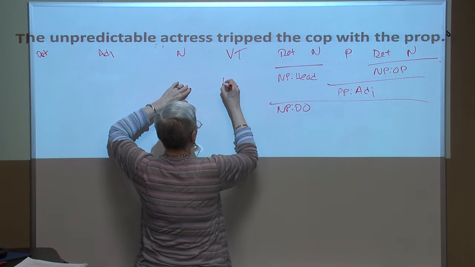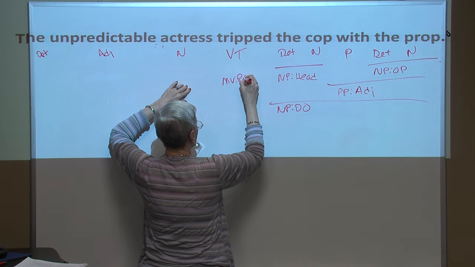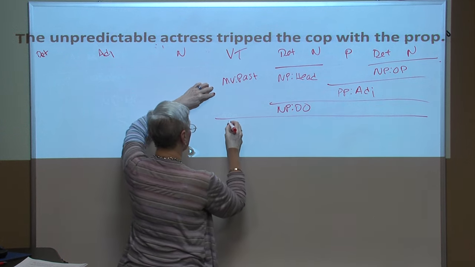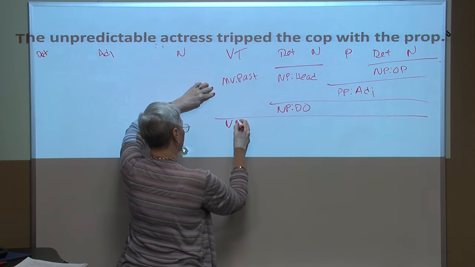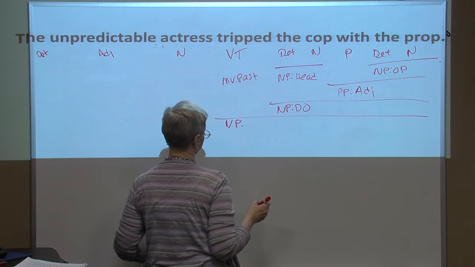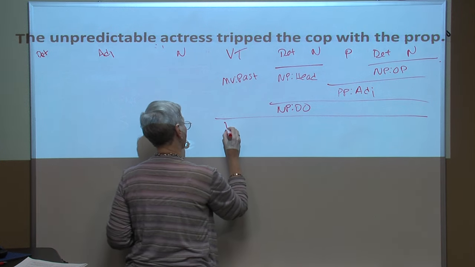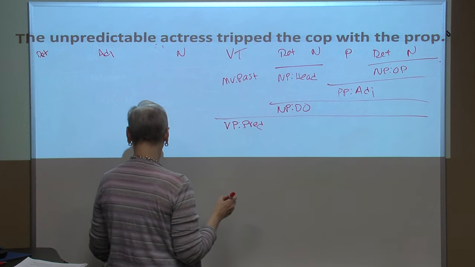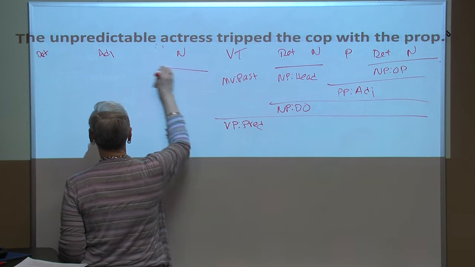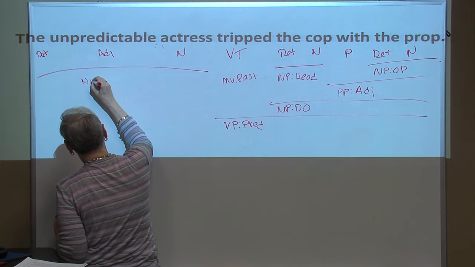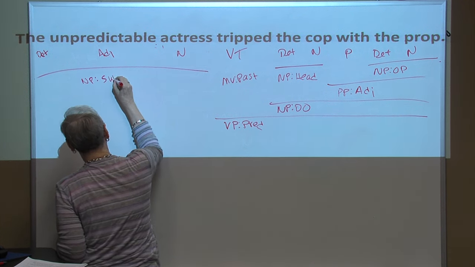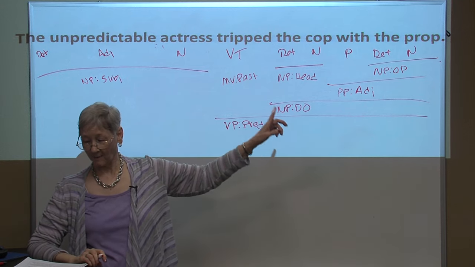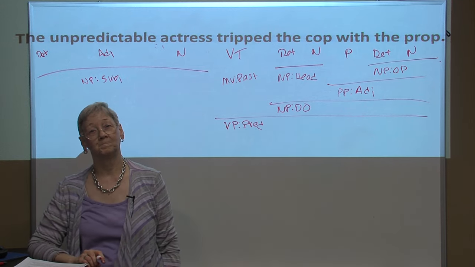And so here's our main verb in the past tense. And then we have our complete predicate, verb phrase, functioning as predicate. And then we have the unpredictable actress, our noun phrase, functioning as the subject. So in this parsing, the cop is holding the prop.